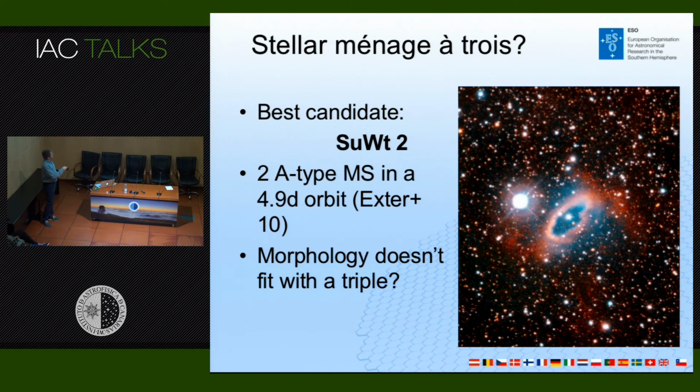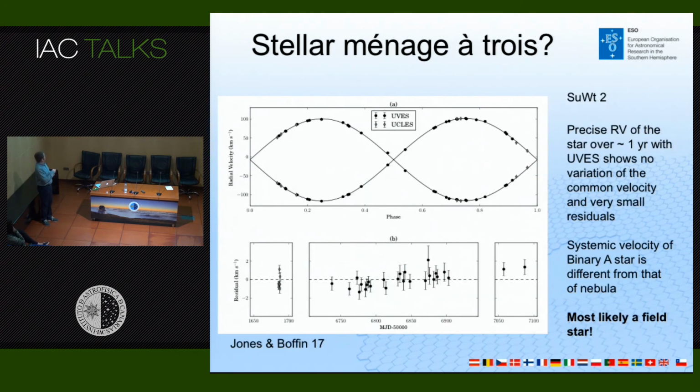Even so, the morphology that is in there is more like a very nice ring, which you expect more for a binary, so it's not so clear. But we looked in detail into this object, and this is work I did with Dave last year, and in fact we took a lot of spectroscopy and also literature data with UVES and others, and you can find here the radial velocity that we have, over 1 year. If indeed there was a companion there, then we would have expected that the center of mass of this binary would show some small variation corresponding to the orbital period of the companion. But what we saw is that this common velocity was in fact very stable over 1 year with very small residuals. And also the systematic velocity of this binary does not correspond with the velocity of the nebula. So in fact this is just a projection effect.